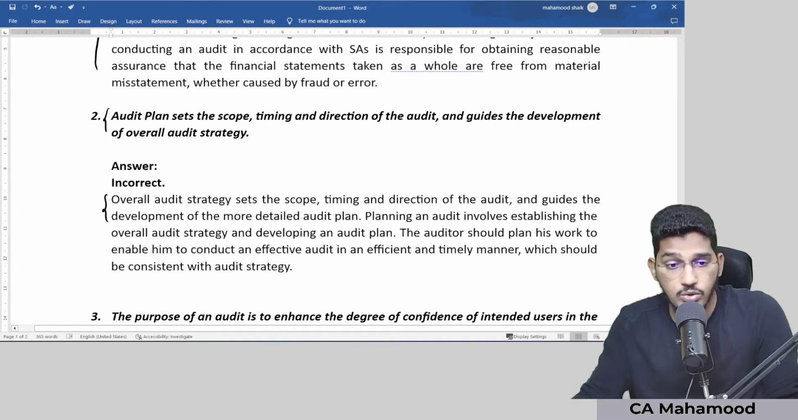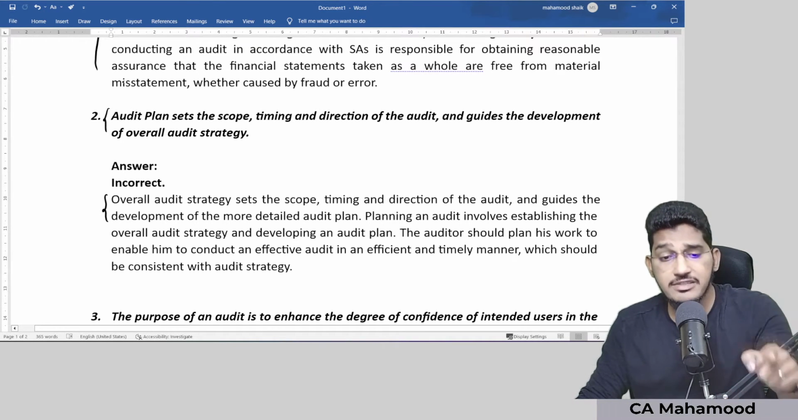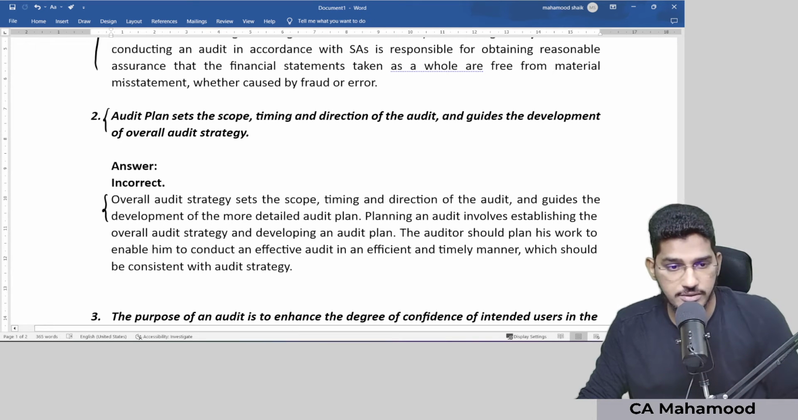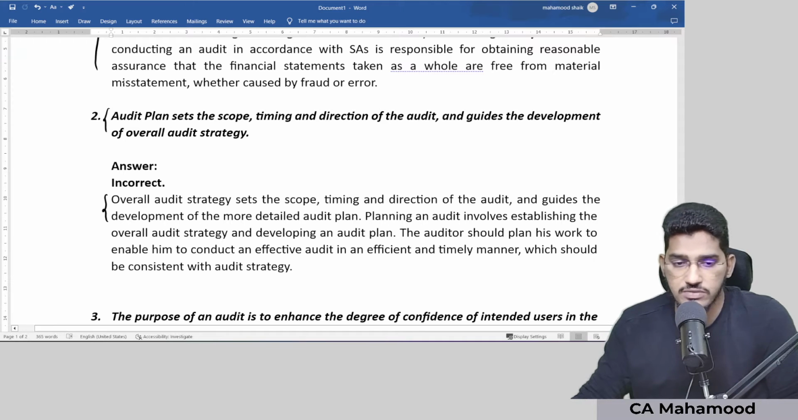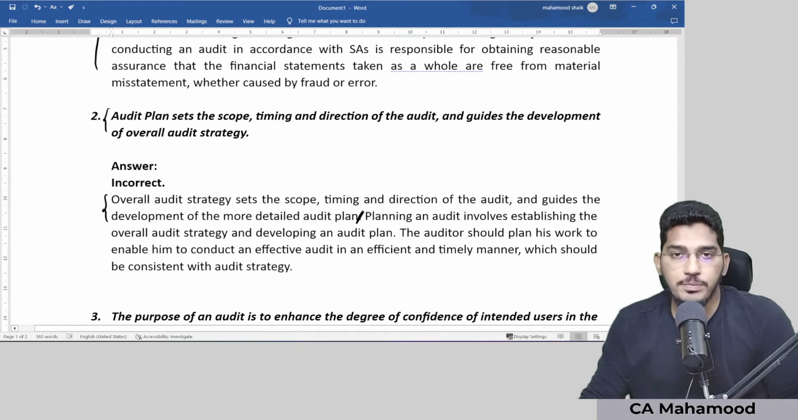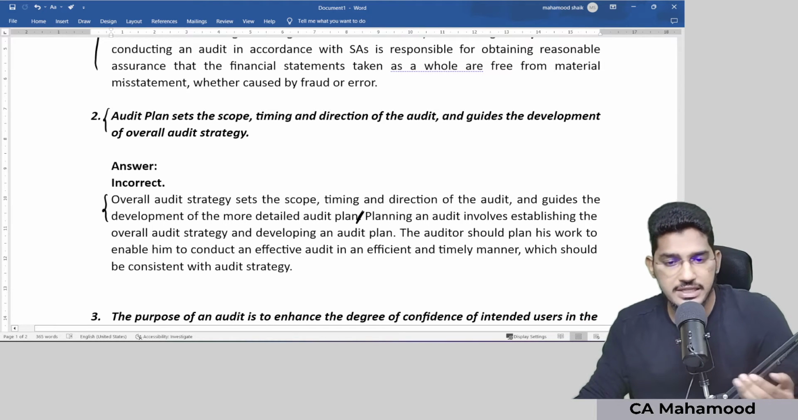What is the correct statement? Overall audit strategy sets the scope, timing and direction of the audit and guides the development of the more detailed audit plan. Here also, the most common mistake which students will make is they will stop it here. Don't stop it here. Add a few more lines. What few more lines will you add? Like I have given you, for example's sake.